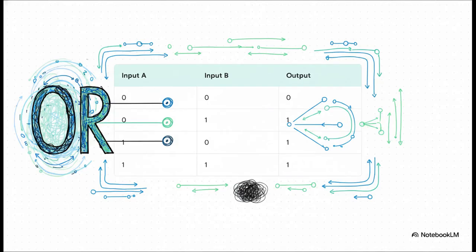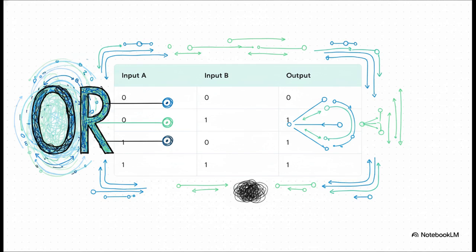Now, moving on, the OR gate operates with a way more forgiving set of rules. If you think about its truth table, the OR gate only needs a single true input to trigger a positive output. So if input A is 1, or input B is 1, or hey, if both are 1, the output is going to be a 1. The only time it actually fails and outputs a 0 is if absolutely nothing is triggered.